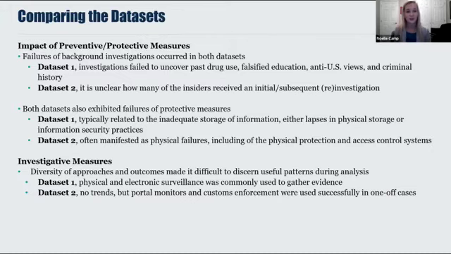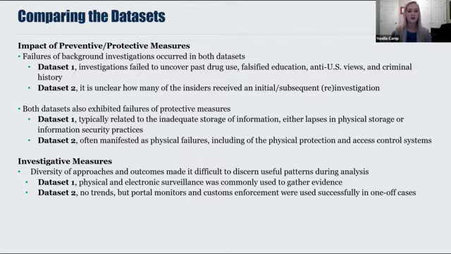In dataset 2, it's unclear how many of the insiders may have received any kind of investigation at all, whether that's an initial background investigation or a subsequent reinvestigation. But there were certainly red flags in the backgrounds of many of the insiders that should have been caught if an appropriate background investigation had been administered.